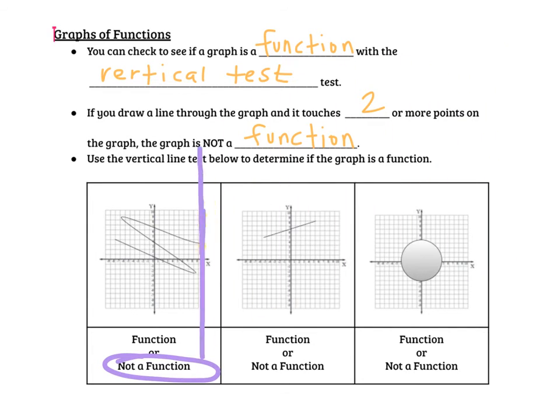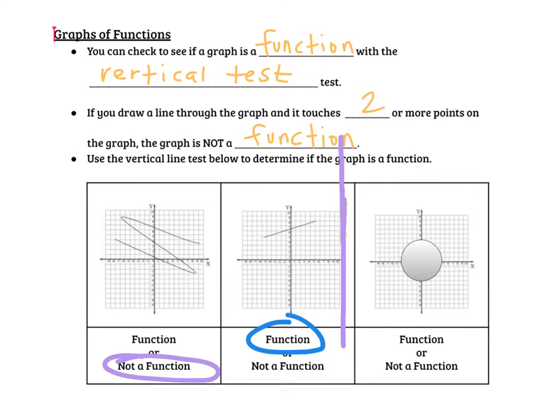Okay, so let's try the vertical line on our second graph. As I move the line across the graph, does the line on the graph touch my vertical line in only one spot each time? Yes. This is passing the vertical line test. So this is an example of a function. So we can circle function.